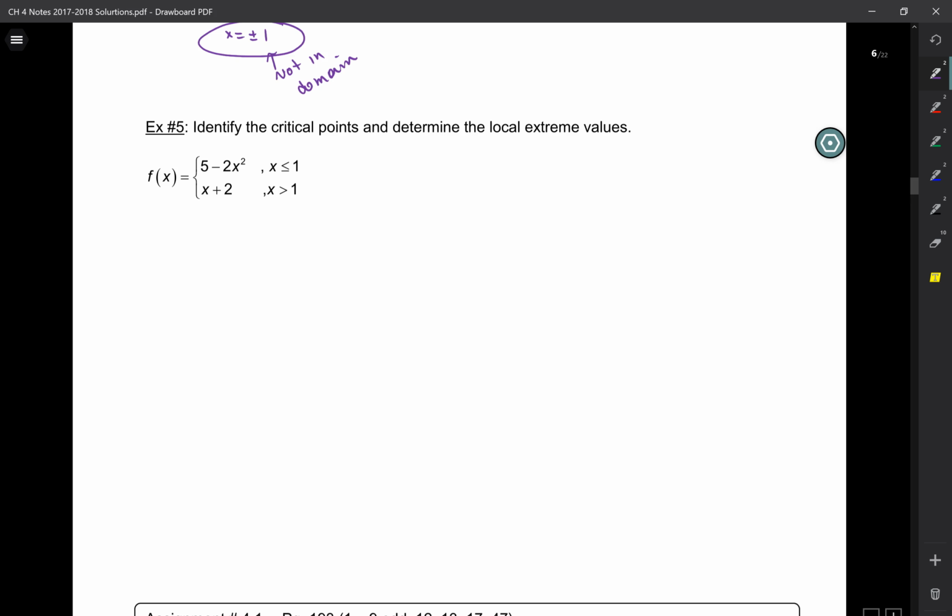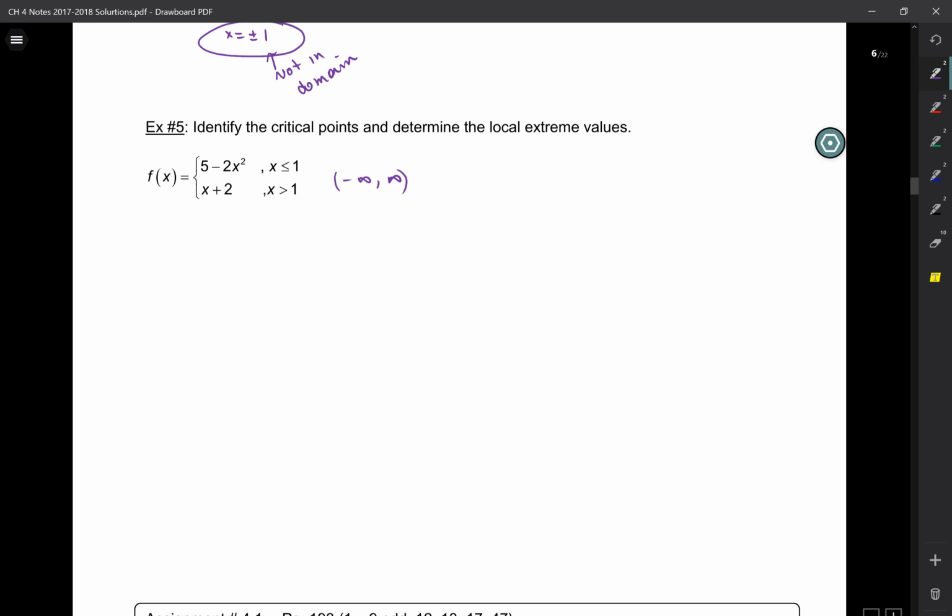Domain here. Negative infinity to 1, 1 to positive infinity. Right, and 1 is included, so it's just negative infinity to infinity. Okay?